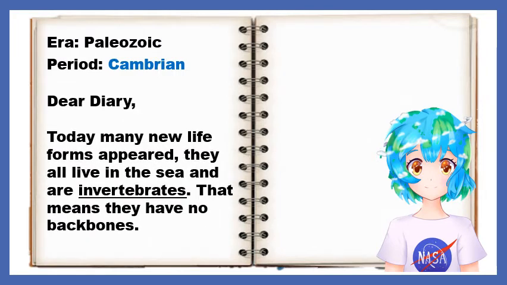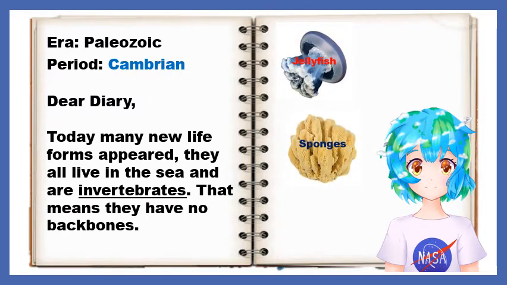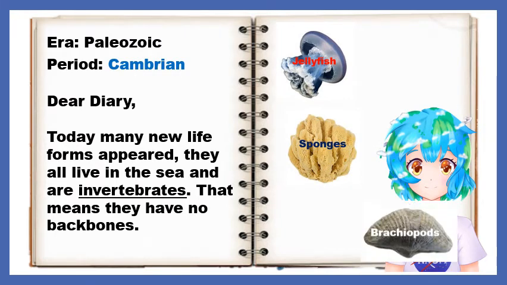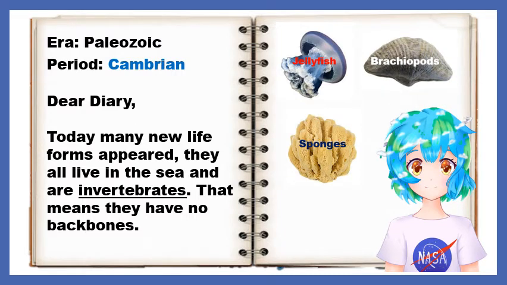Dear Diary, today many new life forms appeared. They all live in the sea and are invertebrates. That means they have no backbones. They are things like jellyfish, sponges. No, not the sponges that you get at the store. These are real life sponges that are organisms. And brachiopods. Brachiopods are kind of similar to clams. They do not exist anymore. They are extinct. Let's go to the next entry.